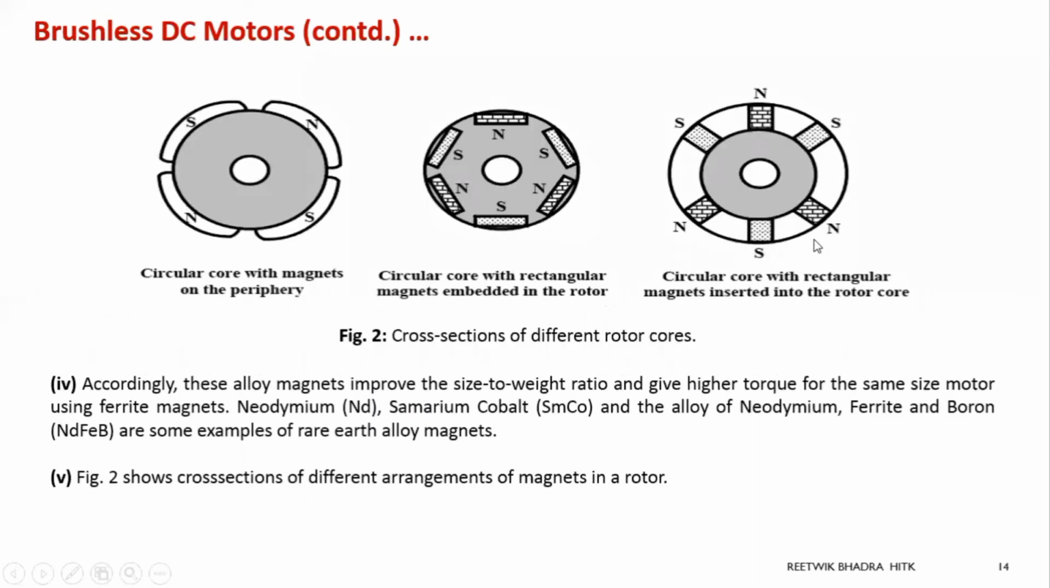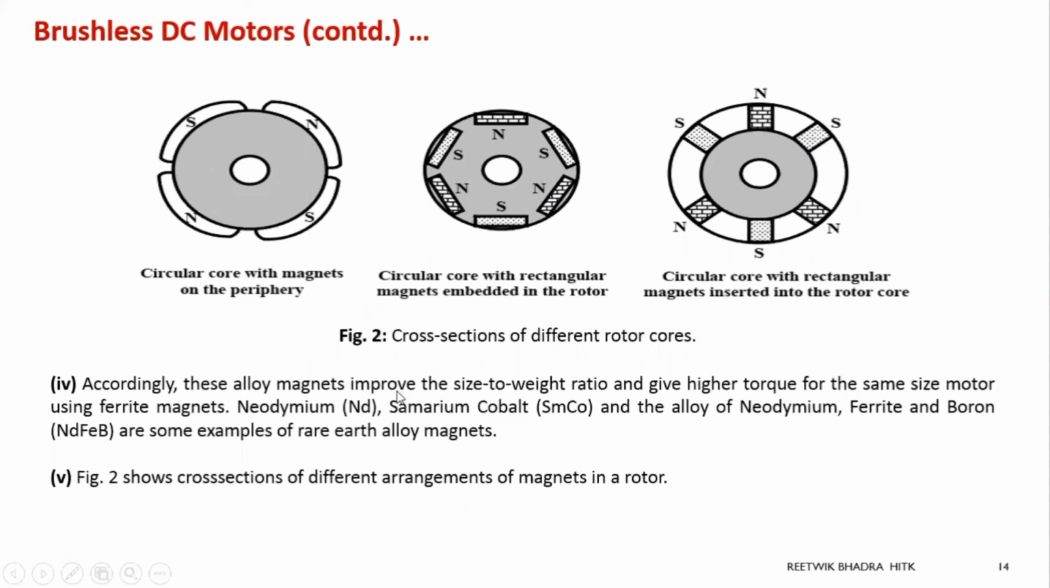Now, these are some of the shapes of the different rotor cores, where you can see all the north-south poles are on the periphery. Over here, there are rectangular shaped magnets which are embedded in the rotor. Now, over here, rectangular magnets are inserted into the rotor core. This is a rotor core, and those are inserted into this. These are completely disconnected from the rotor core, just magnets placed around the periphery.